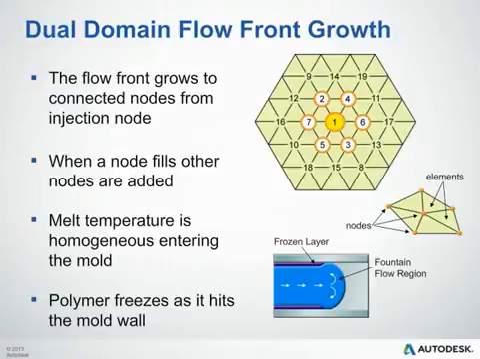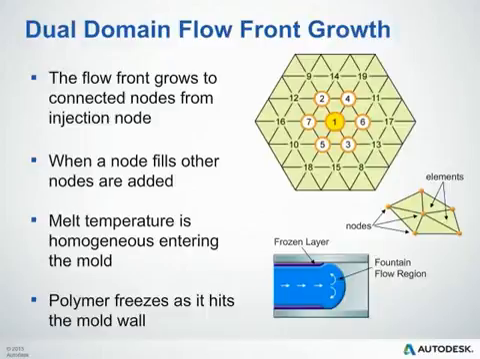So for dual domain, the flow front growth is basically saying the flow front grows to connecting nodes from an injection cone. If you look at our image here on the right, that number 1 dot in yellow is where our injection cone is. That's going to be filled first, and then naturally we're going to grow outward to nodes 2, 3, 4, 5, 6, and 7 there. As those fill, the surrounding ones from them will fill, and so on and so forth.